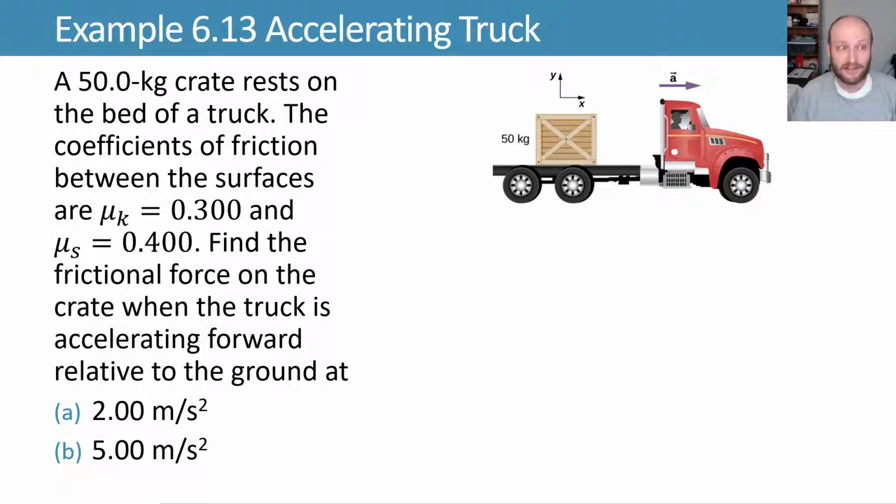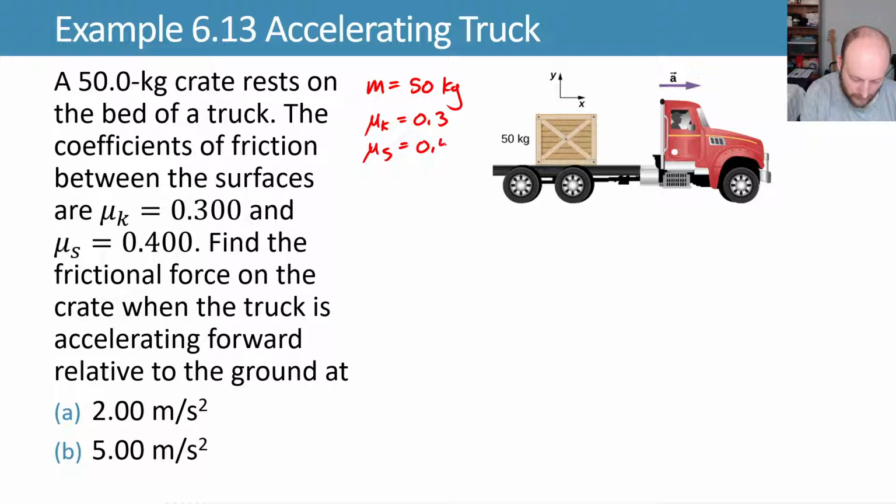Let's use friction to analyze this crate resting on a truck. So we have a 50 kilogram crate resting on the bed of a truck. As I read the problem, I'll note that the mass of my crate is 50 kilograms. And the coefficients of friction between the truck and the crate, so between these surfaces, are as shown here: mu k equals 0.3 and mu s equals 0.4.